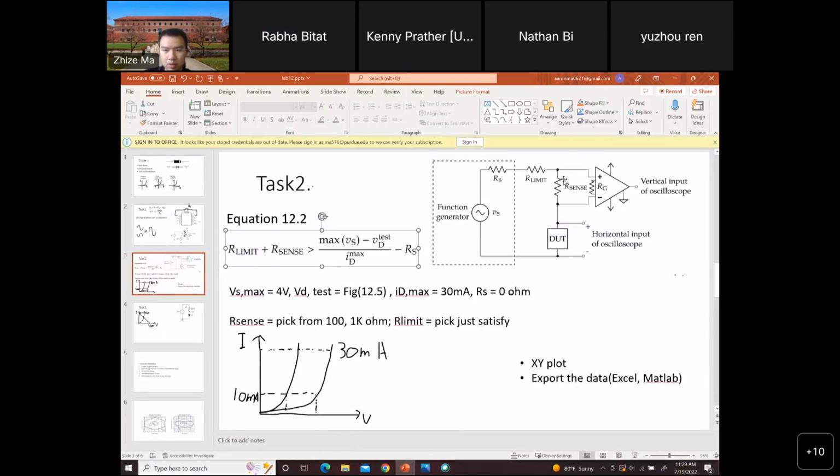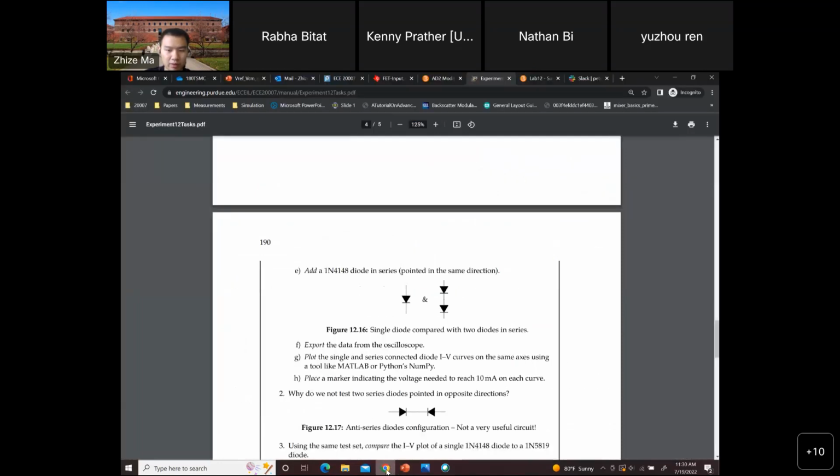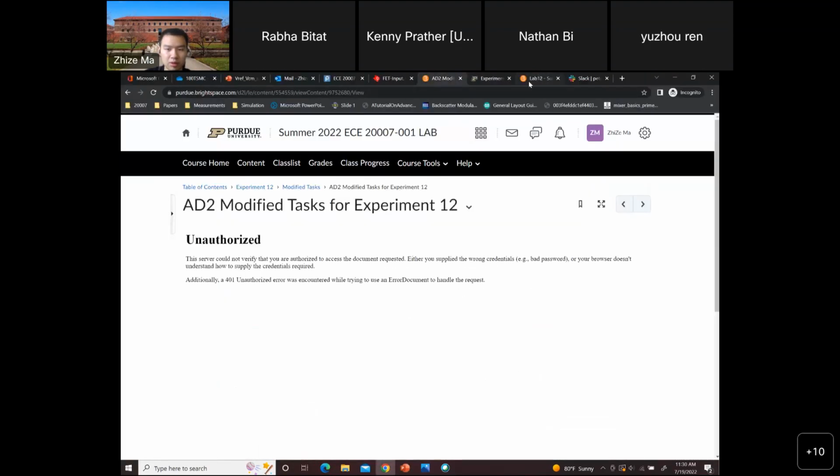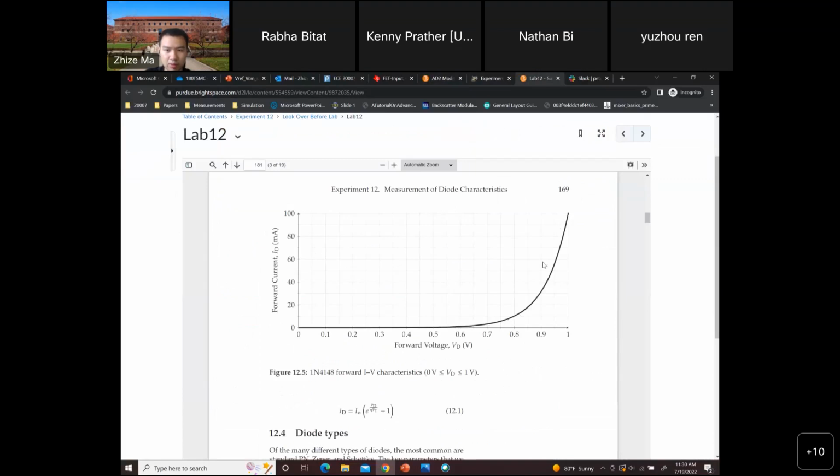After you calculate the value and pick the value for R limit and R sense, you can build the circuit, and you will use one of the channels to measure R sense, and another channel to measure the DUT, which is the diode here. So those are the two channels you're going to measure, and you will probably see a weird time scale plot. But what you need to do is transfer to the XY plot. After you plot the XY plot, you will see something similar to what we mentioned in the lab manual. You will see something close to this.